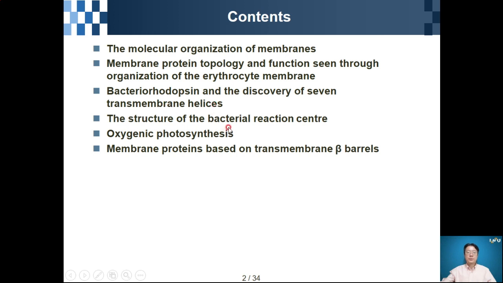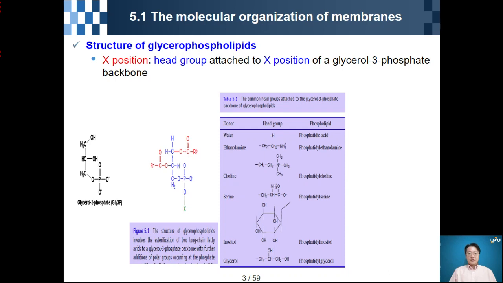And also we will focus on bacterial reaction center structure, and we will cover the oxygenic photosynthesis. Finally, we will learn the transmembrane metabarriers. So in this slide, I will explain the first subject, molecular organization of membrane.